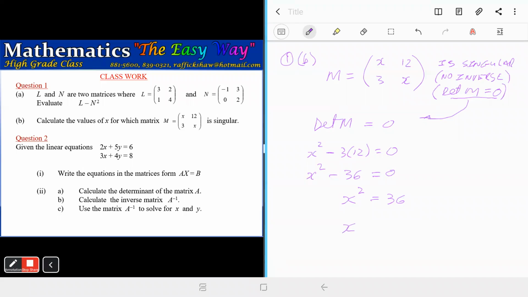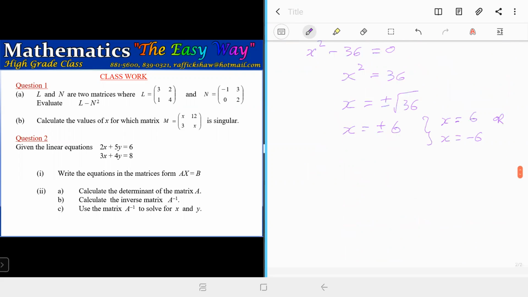So it means that x equals plus or minus square root of 36. X equals plus or minus 6. So x is equal to positive 6 or negative 6. Why? Because remember, positive 6 squared is 36, and negative 6 squared is still 36. All right, so that's why the answer is either plus or minus 6. Some persons write it like this: x equals 6 or x equals negative 6. So those are the possible values, 6 or negative 6. All right, and that is that. So that is question 1B.